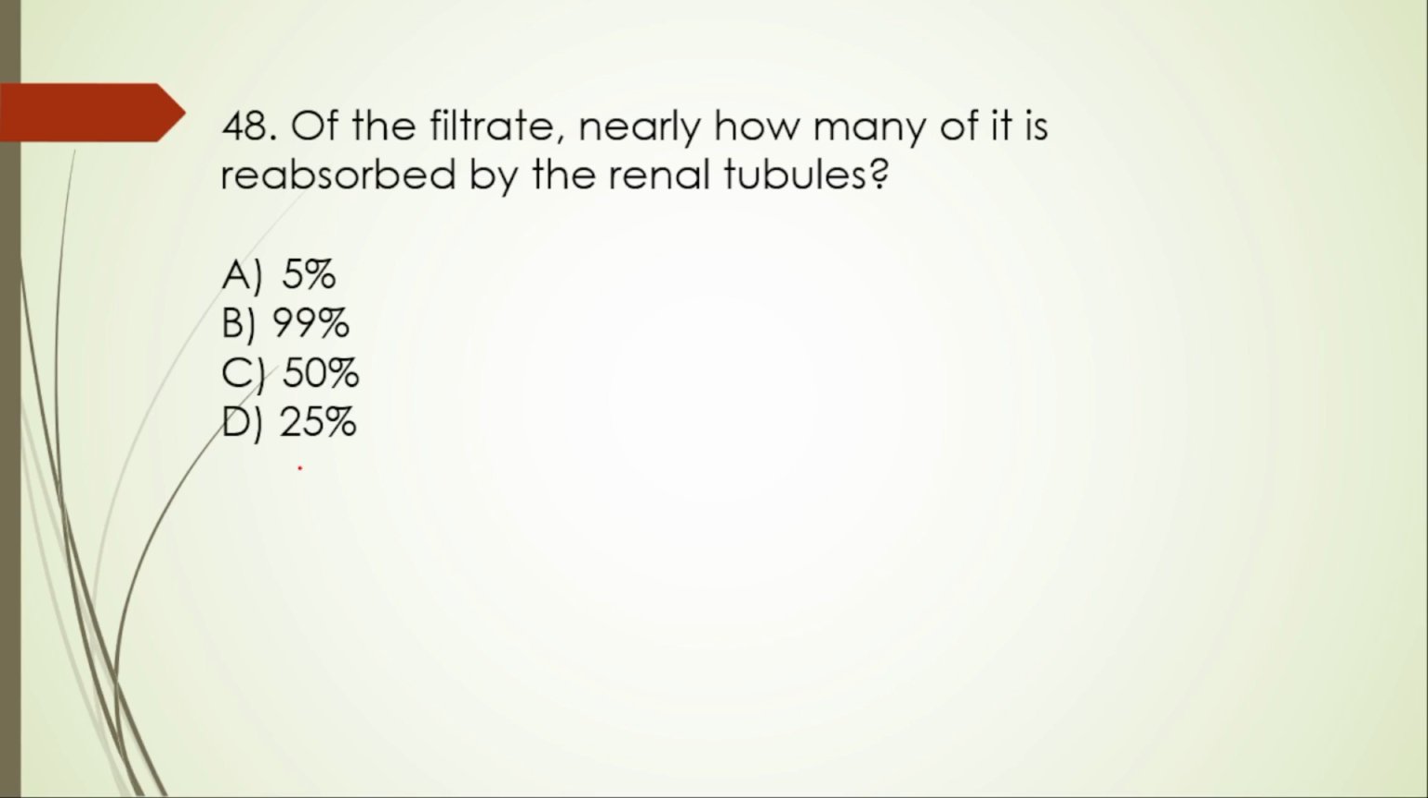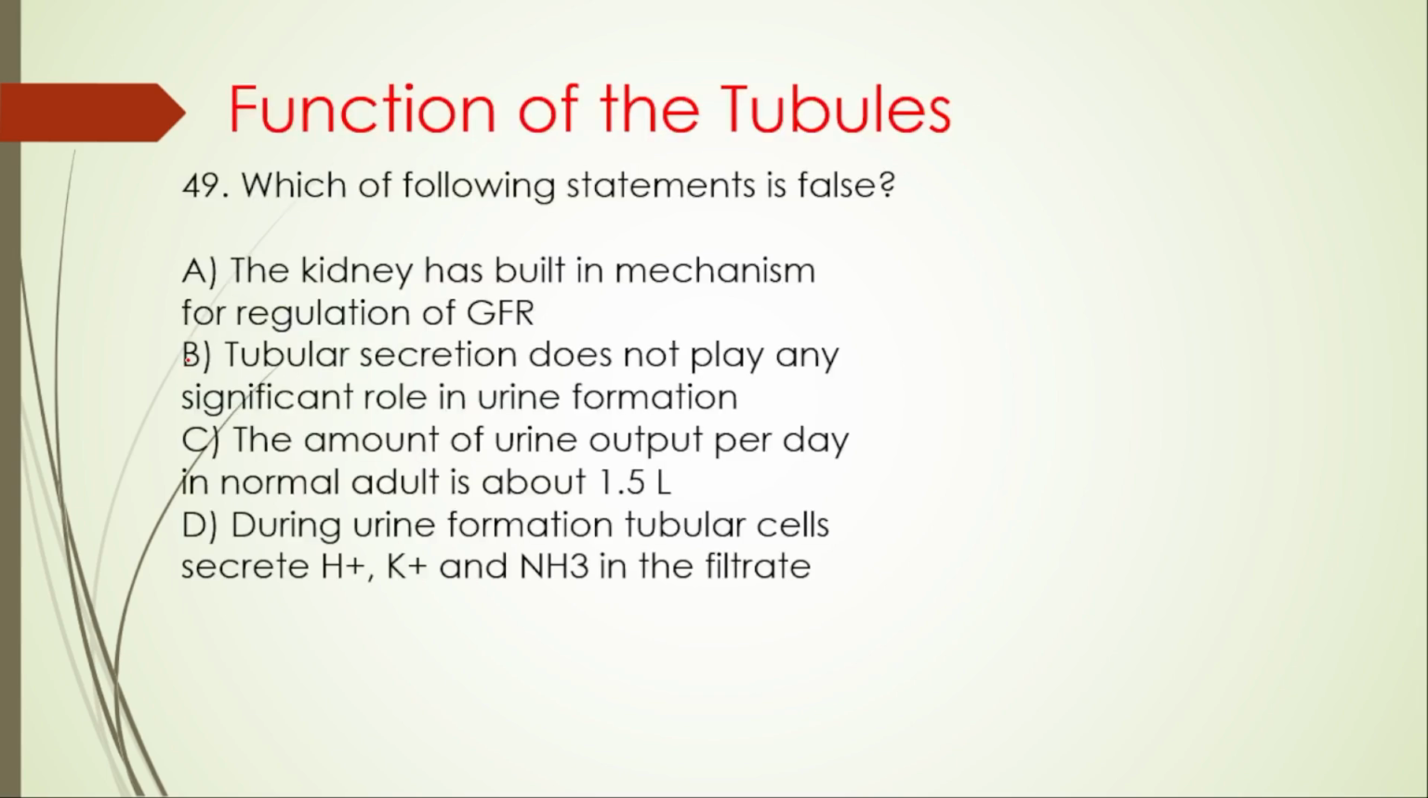48th one. Of the filtrate, nearly how much of it is reabsorbed by the renal tubules? I said about this, isn't it? A. 5%, B. 99%, C. 50%, and then D. 25%. It is absorbed 99%. Only 1% is excreted out. Next question, that is from the function of tubules.